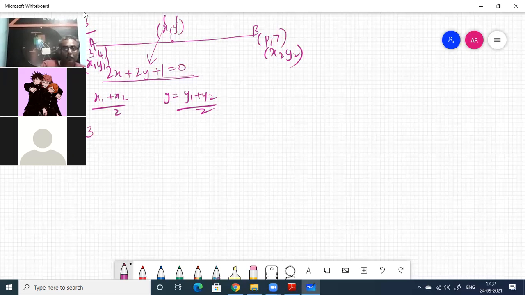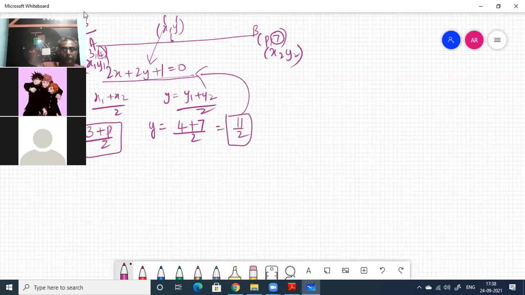x equals (3 plus p) by 2. Then y is equal to y1 is 4, y2 is 7, by 2. That is equal to 11 by 2. So (3 plus p) by 2 and 11 by 2. Okay. Now you substitute these two values in this equation and you can get the value of p.